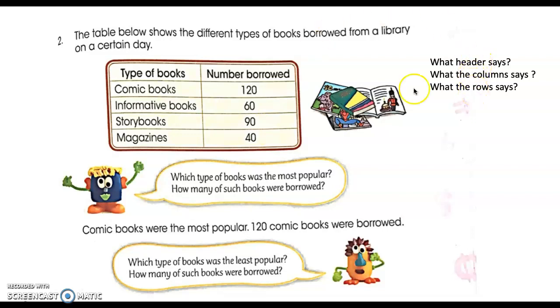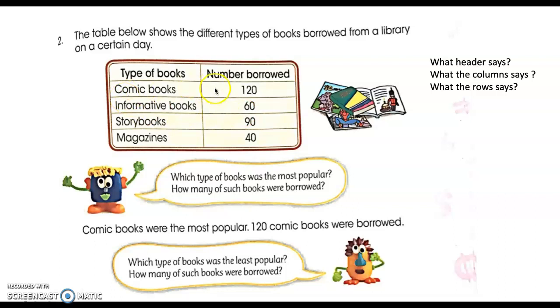Now see, let's see what the row says. Okay, row this way. Comic books. How many comic books? 120. Informative books, how many? 60. Storybooks, how many? 90. Okay, let's answer a few questions from the table. Which types of books are the most popular? How many of such books were borrowed?